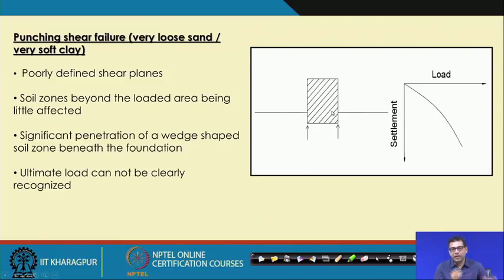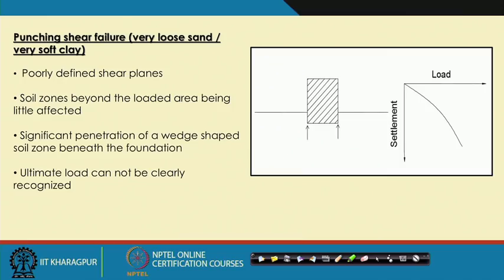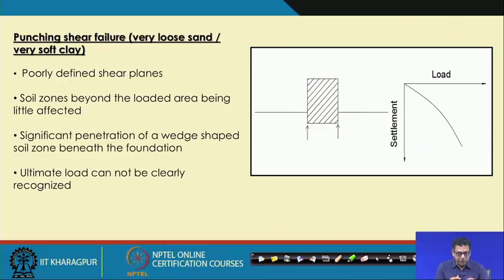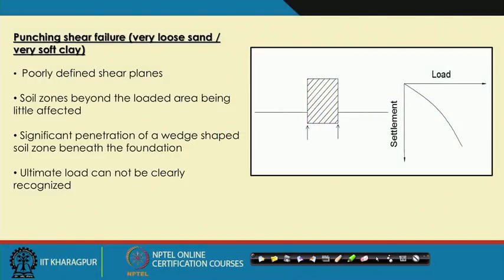In the first one, general shear failure, the soil zone beyond the loaded area is significantly affected. In the second case, the soil zone beneath the footing is significantly affected, and outside the footing it is also slightly affected. But here the soil zone outside the footing is not affected. Only the soil below the footing zone is significantly affected, with significant penetration of the soil zone beneath the foundation. Again, like the previous local shear failure, the ultimate load cannot be clearly recognized.